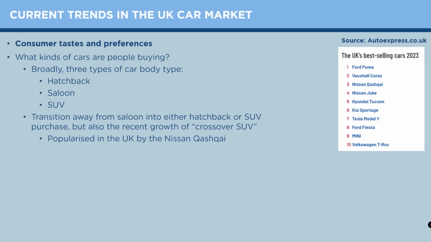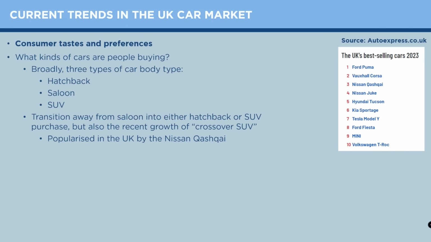If you look on the right hand side there, you've got the UK's best selling cars of 2023, and there's a mix in there between the hatchbacks like the Puma and the Corsa, and then you've got the Qashqai and the Tucson from Hyundai. You've got a mixture of the two there. So we can see that in terms of popularity, that's pretty much what's being bought.